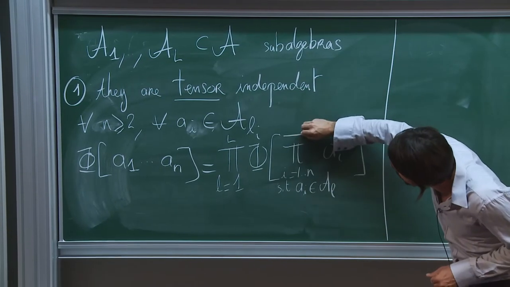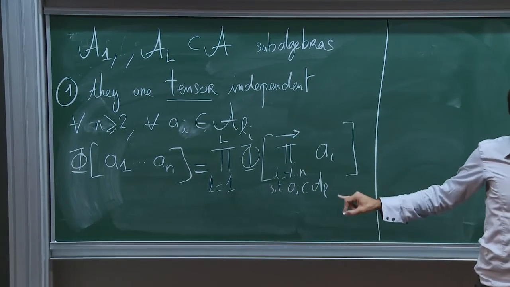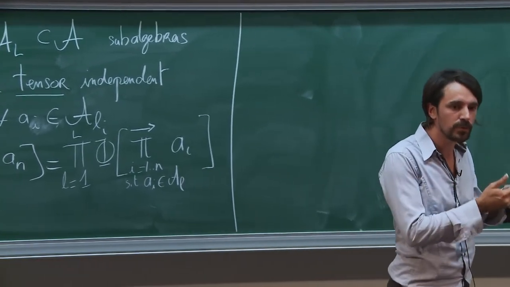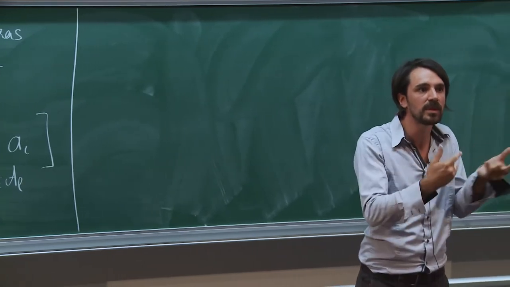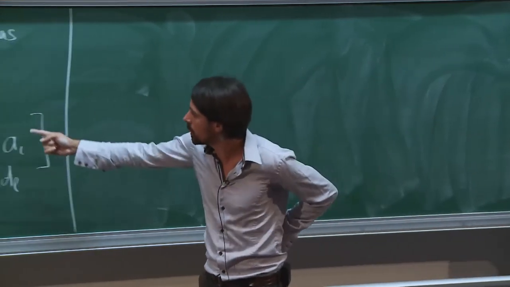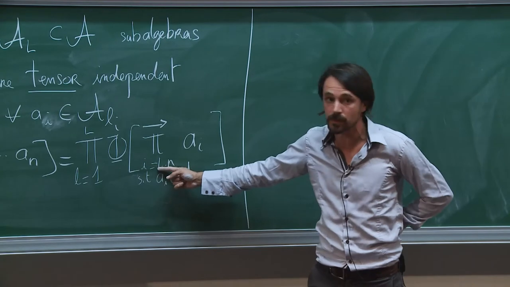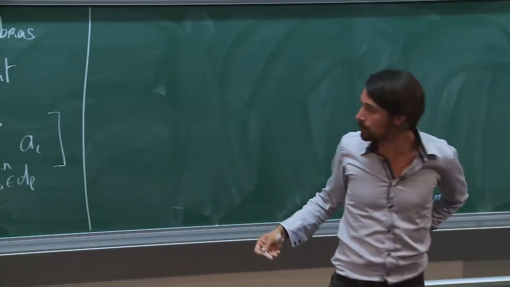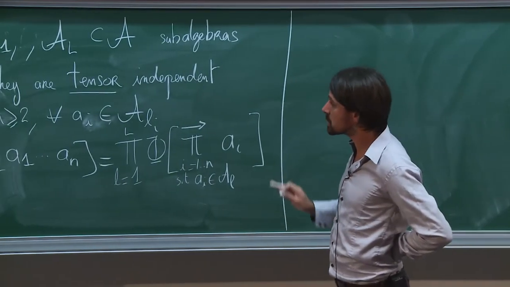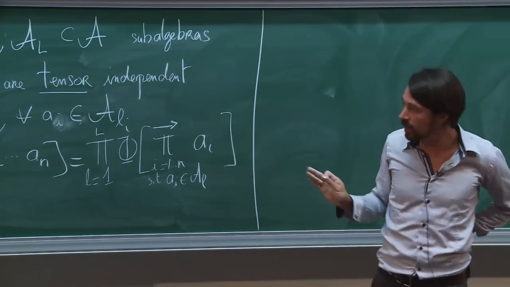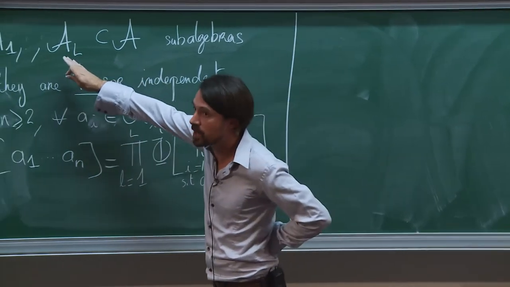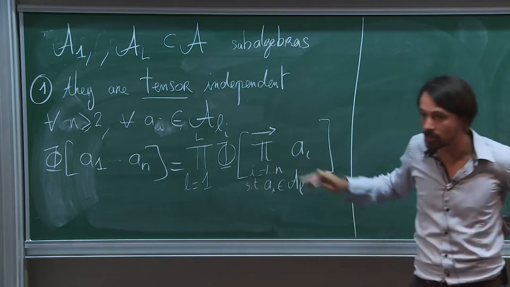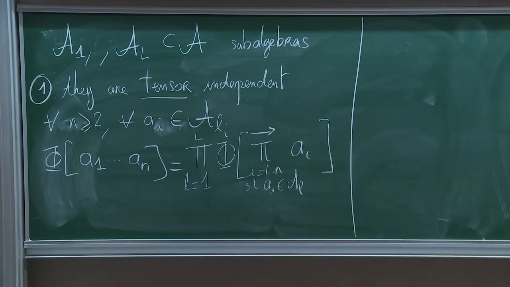And here this is a directed product because my algebra is non-commutative, so phi of A1, A2, A3 is not the same thing if I permute the variables. So here I mean that I first start with the first variable, then the second variable, and so on. Right? Okay. So this is actually the classical notion of independence. If the algebras commute, then you don't care about this line, and this is a formula you know.